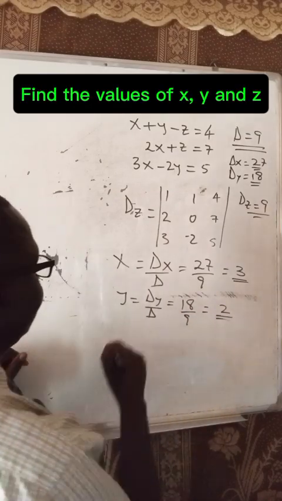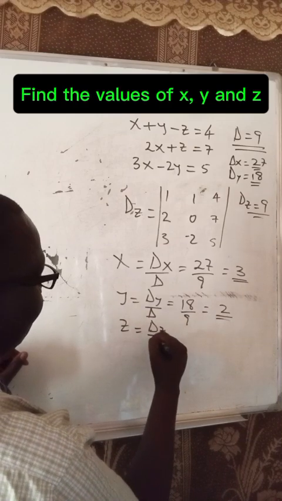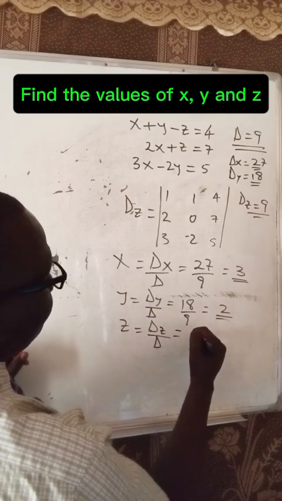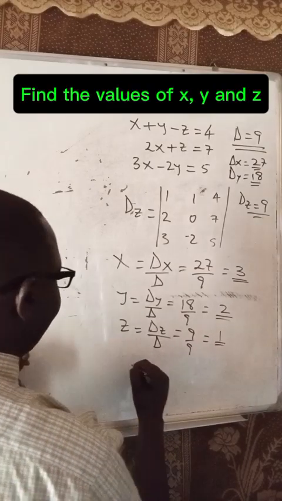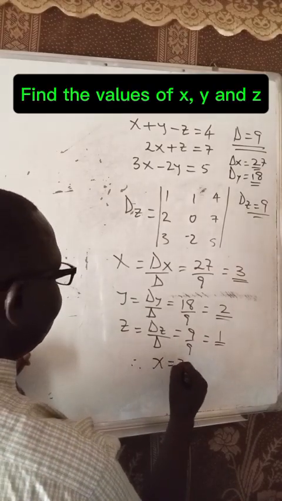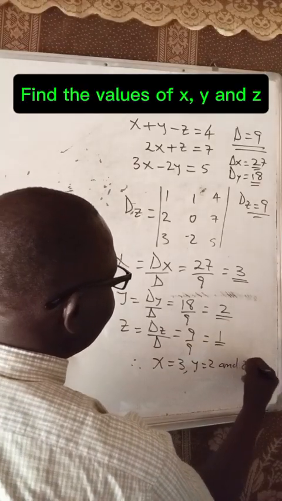To find z, we would have the z numerator determinant divided by the determinant. And that is 9 divided by 9, and that's 1. Therefore, x is equal to 3, y is equal to 2, and z is equal to 1.